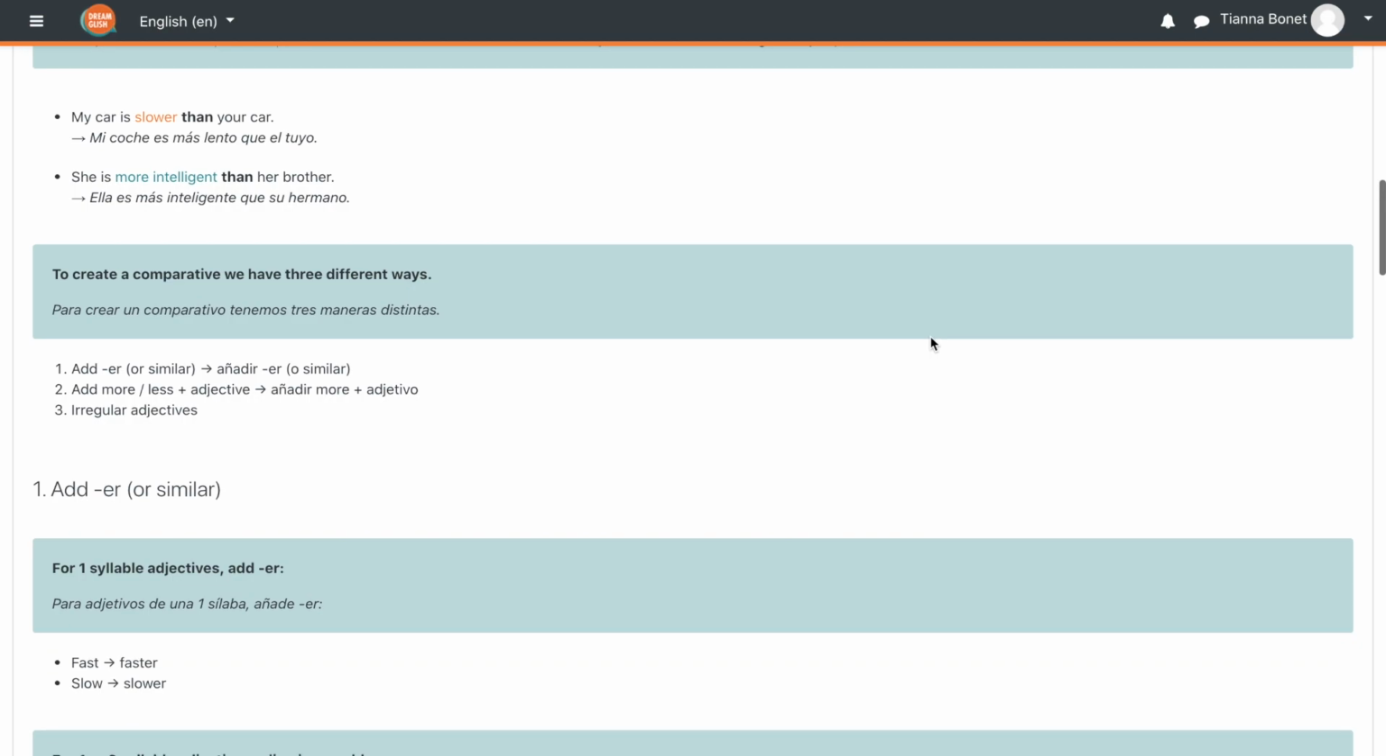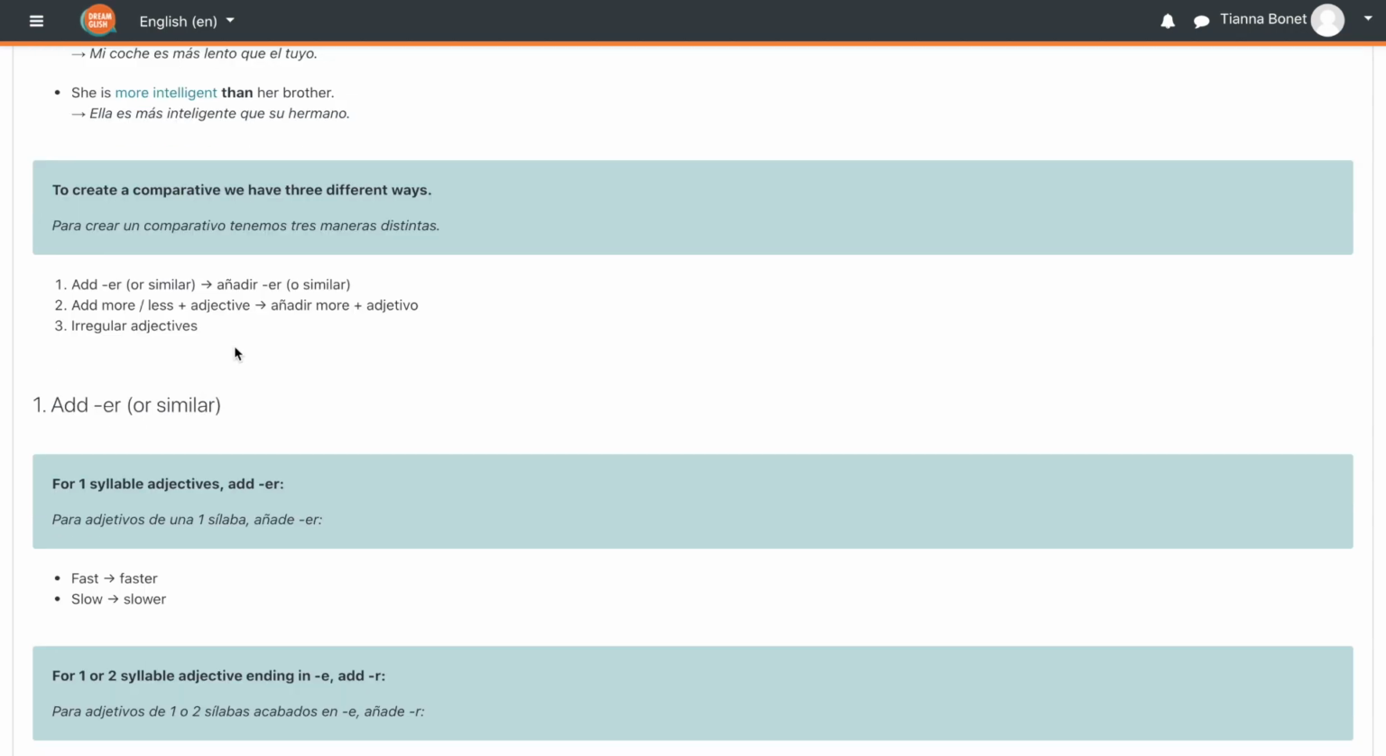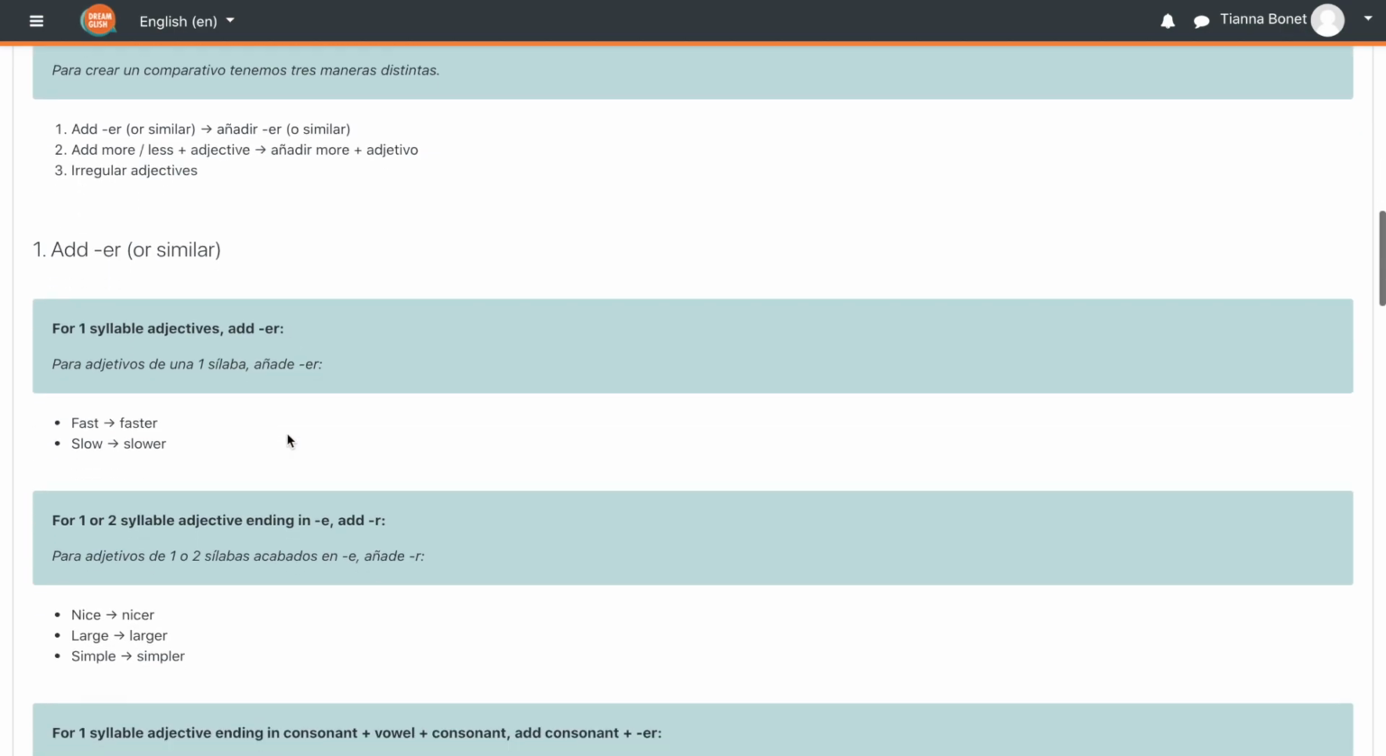To create a comparative, we have three different ways. The first way, you add er or something similar. The second way, we add more, less, plus adjective. And the third way is for irregular adjectives. Let's first take a closer look at adding er or similar.